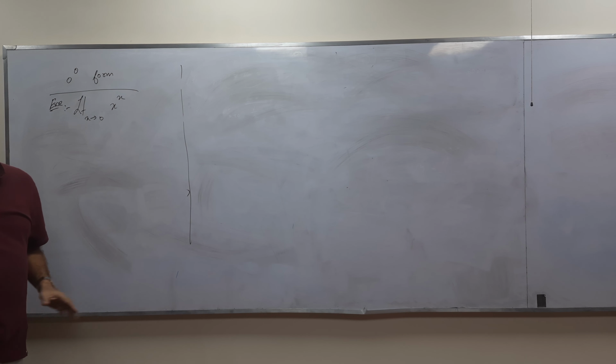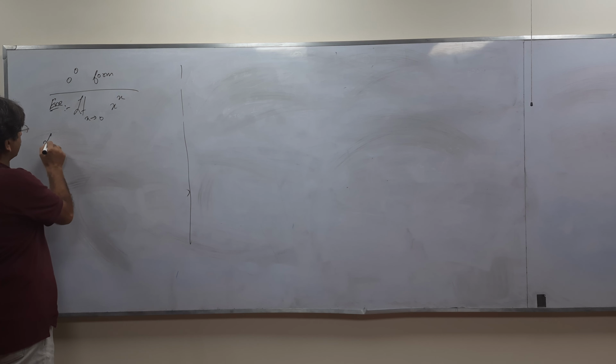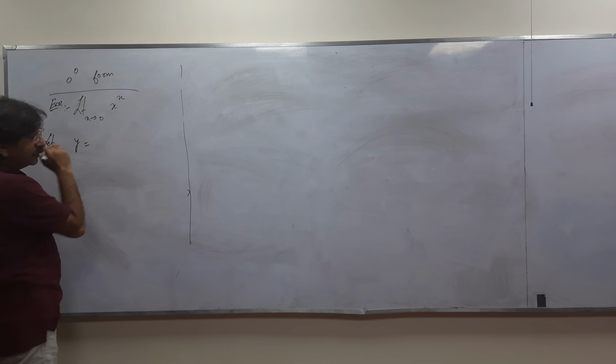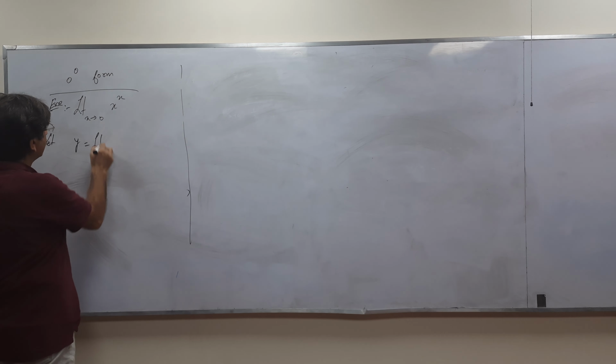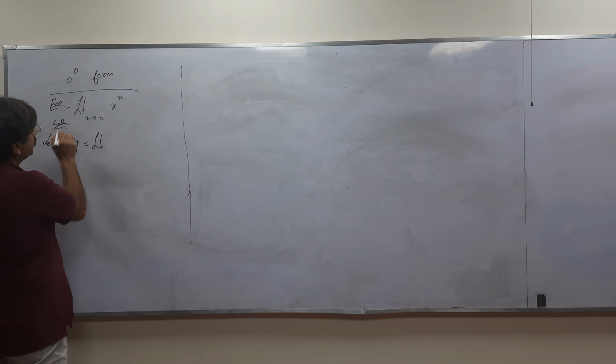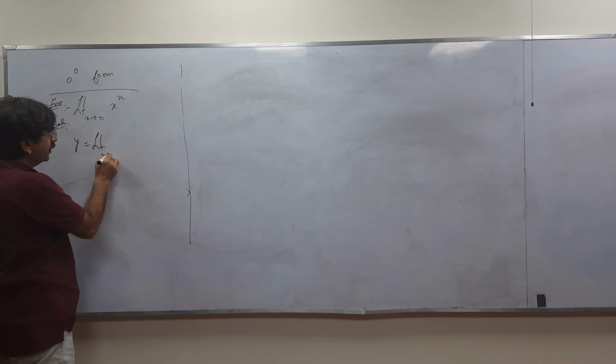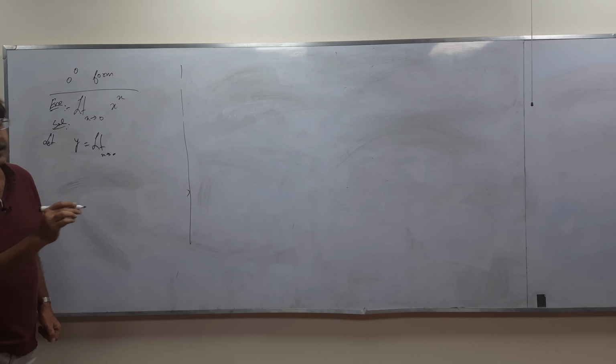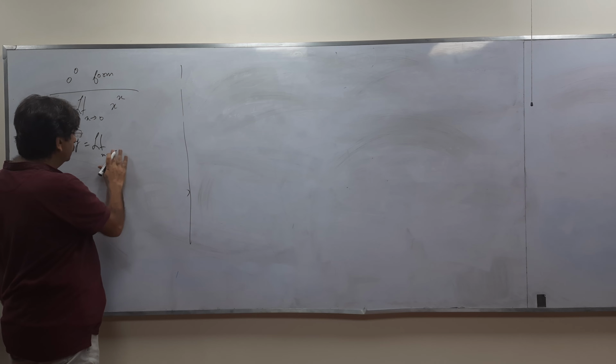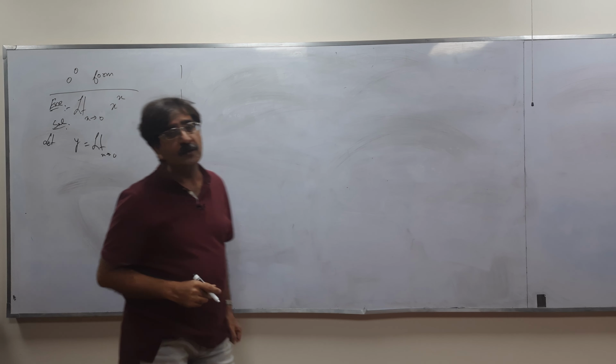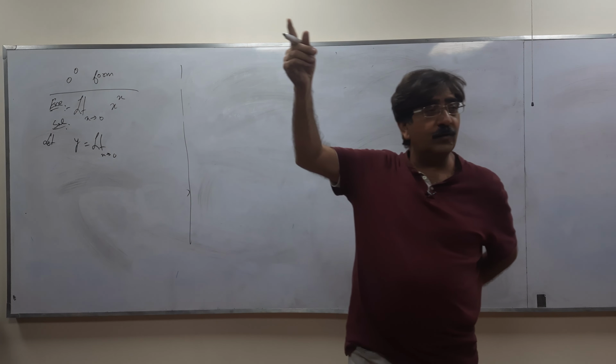If it is making a 0 by 0 form, or if there is an exponential form, then let this be equal to y, and solve that limit. This is not a 0 by 0 form, but a 0 power 0 form.